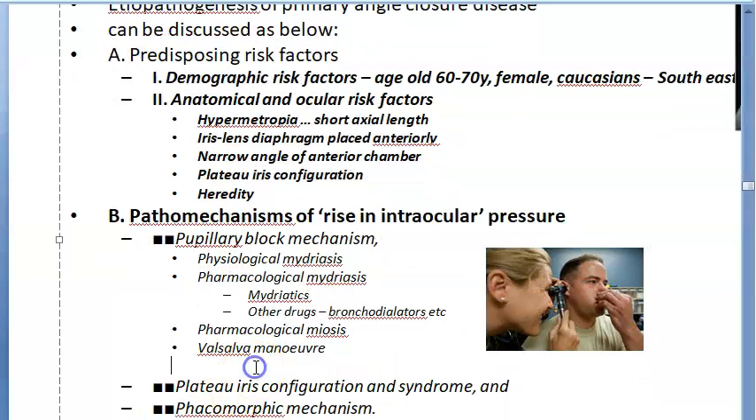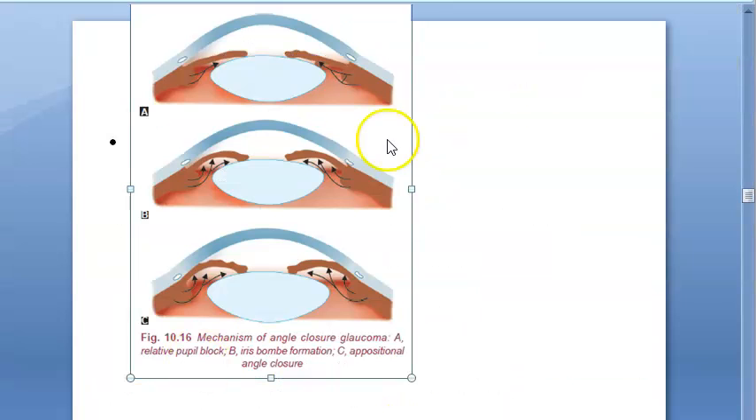Okay, then. Look at this photo here, guys. Mechanism of angle closure glaucoma, a relative pupillary block, iris bombe. See, first the pupil block is affected. First pupil synechiae, right? This is posterior synechiae. The iris is sticking to the lens. Then what is happening? Aqueous humor is not able to get out. If aqueous humor is not able to get out, the iris is getting pushed forward. This is iris bombe formation.